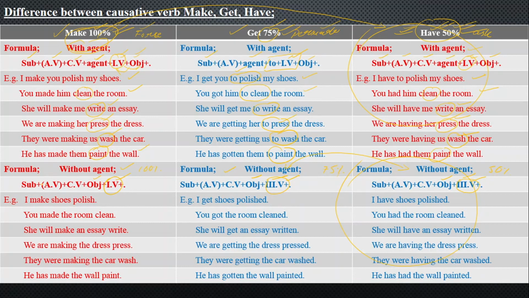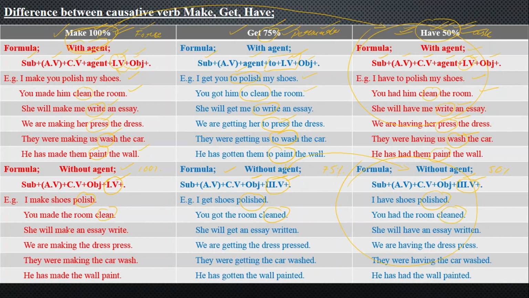Now formula, we have got subject, auxiliary verb, causative verb, object first form, but here we have got subject, auxiliary verb, causative verb, object third form, as well as subject, auxiliary verb, causative verb, object and third form. Now sentences: I make shoes polish, first form. I get shoes polished and I have shoes polished, third form of the verb. I made the room clean, first form. I got the room cleaned and I had the room cleaned, again third form of the verb.